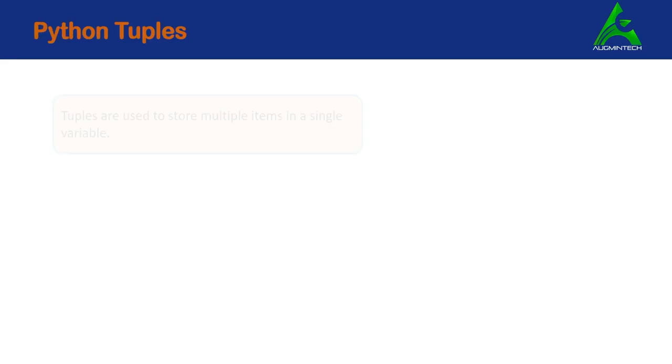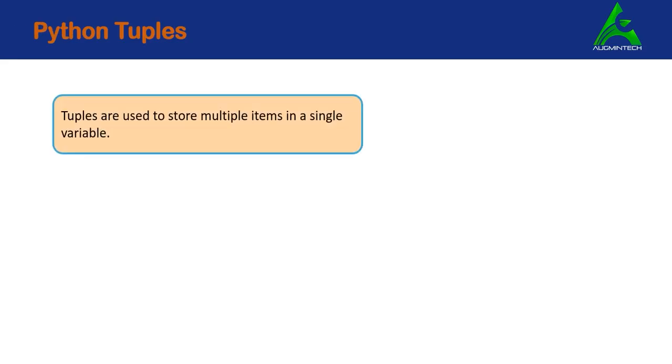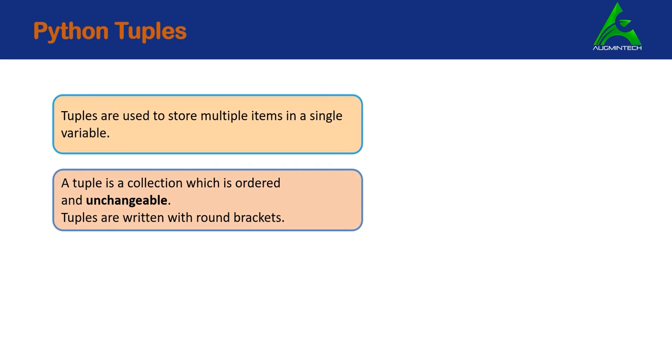Let's get started with Python tuples. Tuples are used to store multiple elements in a single variable. A tuple is a collection or a sequence which is ordered and unchangeable, meaning it is immutable. Once defined, it cannot be changed. Tuples are written with round brackets or parentheses. There we go, this is how a tuple looks. So tuple elements are written inside the parentheses, which are also known as round brackets or regular brackets.